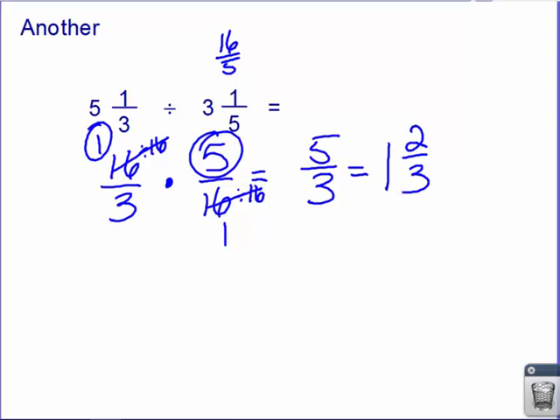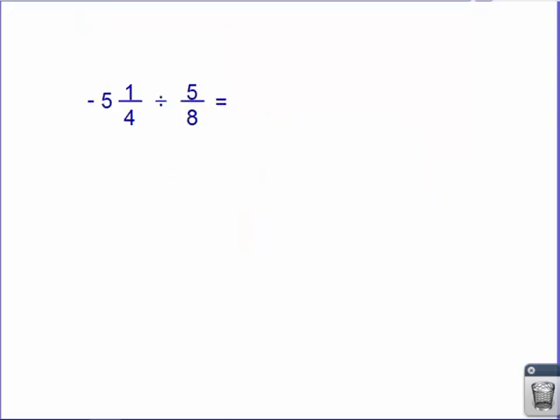So let's try one more. Now, this one's going to be the trickiest one of them all. So far we've done a fraction problem, we've done a mixed number problem, and now one of the last things that we've got to deal with is integers. We've got to deal with positives and negatives. Even though that 5 1/4 is not an actual integer, it can still be a negative number. Now this is where we've got to think about those integer rules.